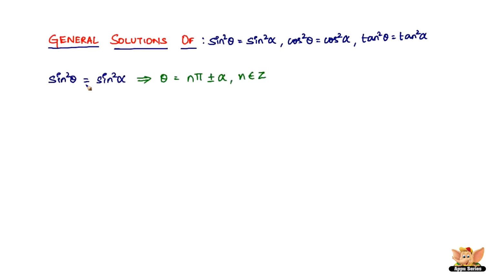Alright, let us look into the general solution of the first one, that is sine square theta equals sine square alpha. The general solution for that is theta equals n pi plus or minus alpha, where n is an integer.